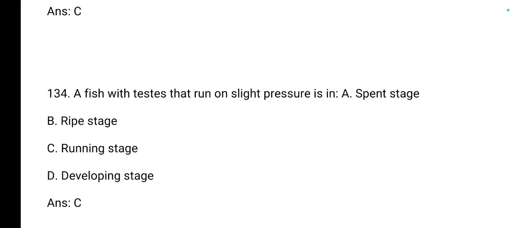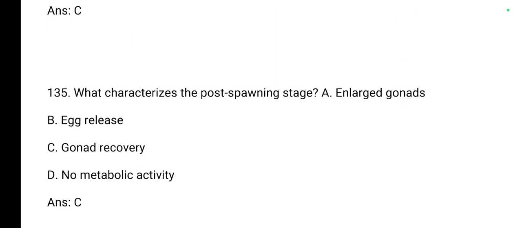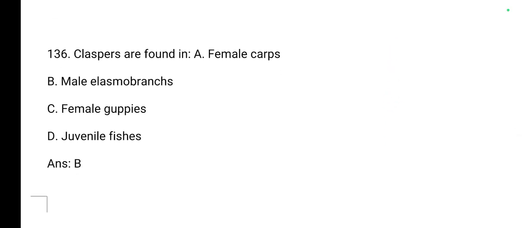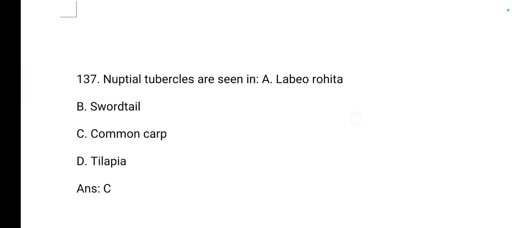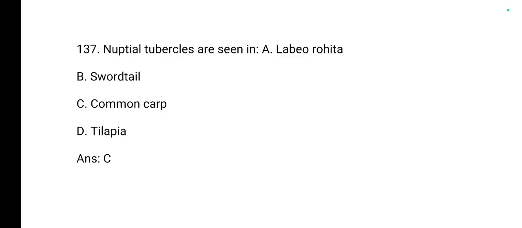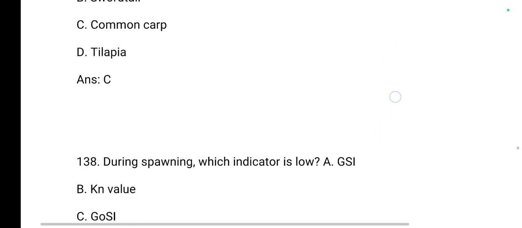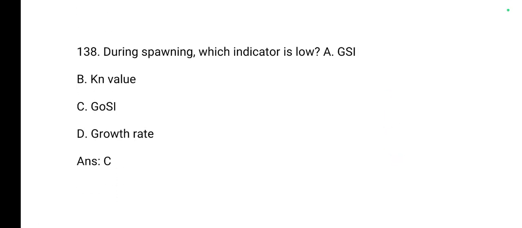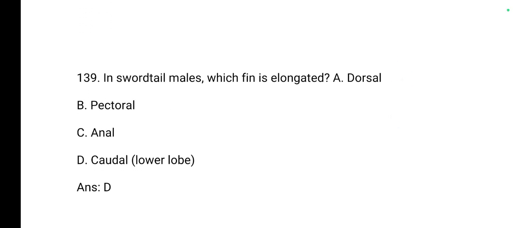A fish with testis that runs on slight pressure is in, so they are in running stage. What characterizes the post-spawning stage? So it is gonad recovery. Claspers are found in, so they are found in male elasmobranch. Nuptial tubercles are seen in, so they are seen in common carp. During spawning, which indicator is low? So it is gastrosomatic index. In swordtail males, which fin is elongated? So it will be caudal fin.